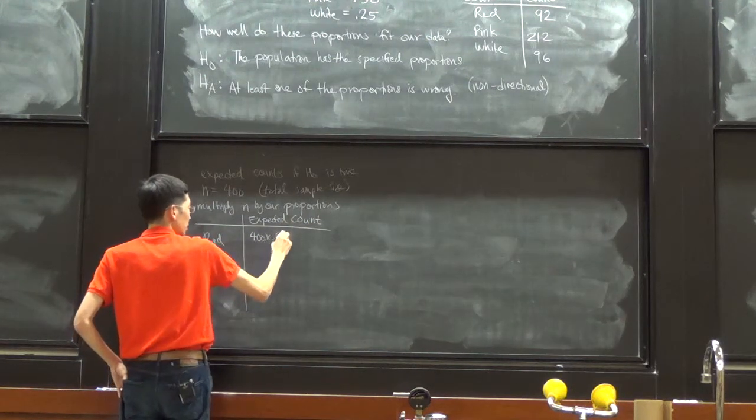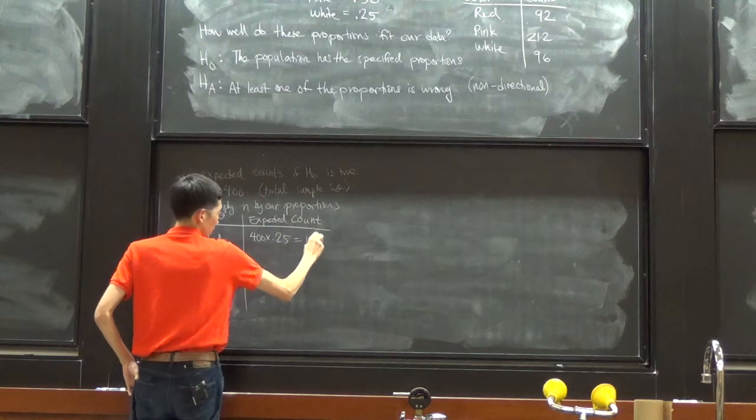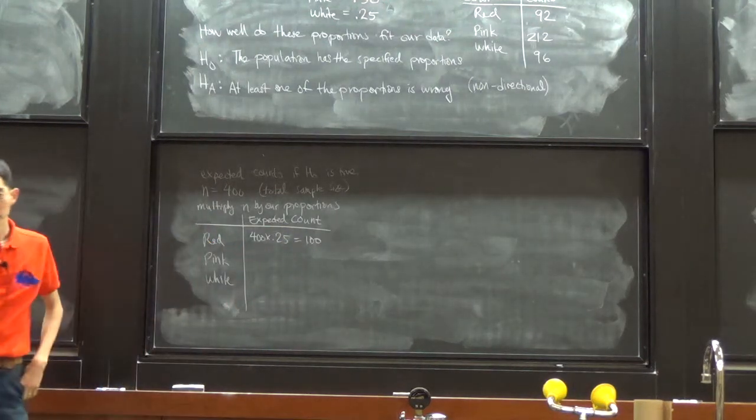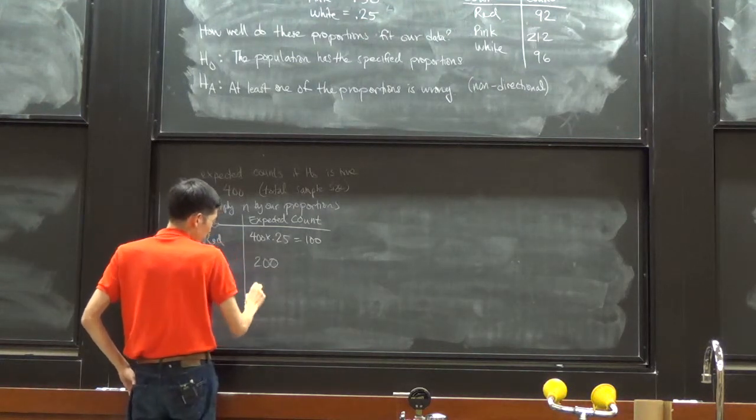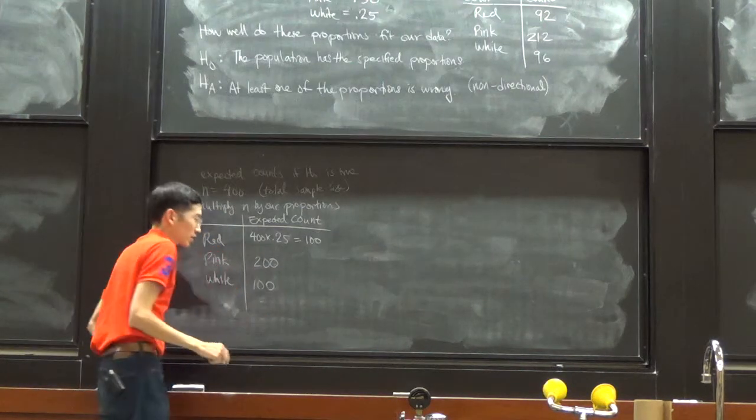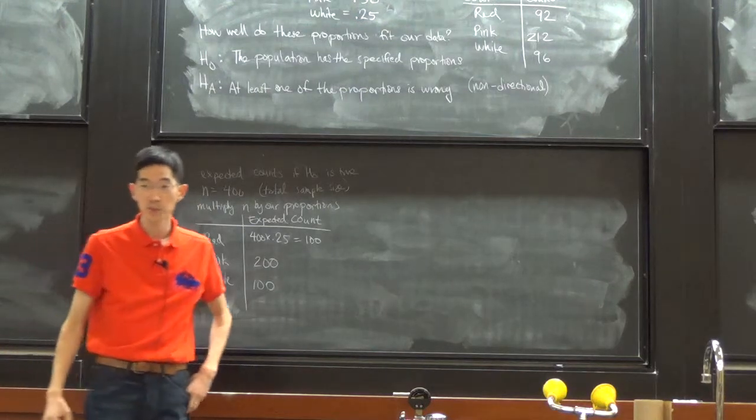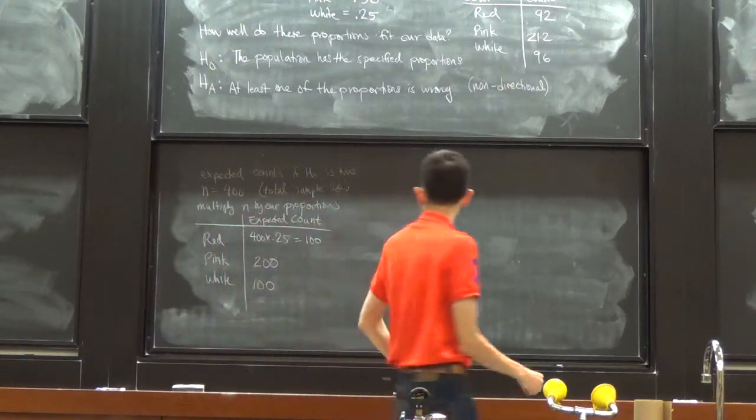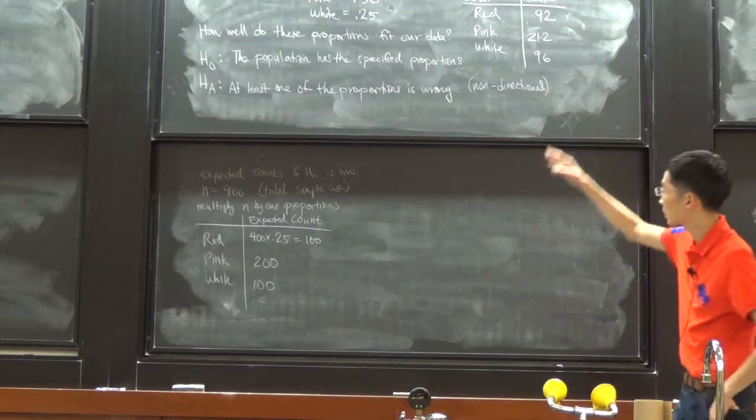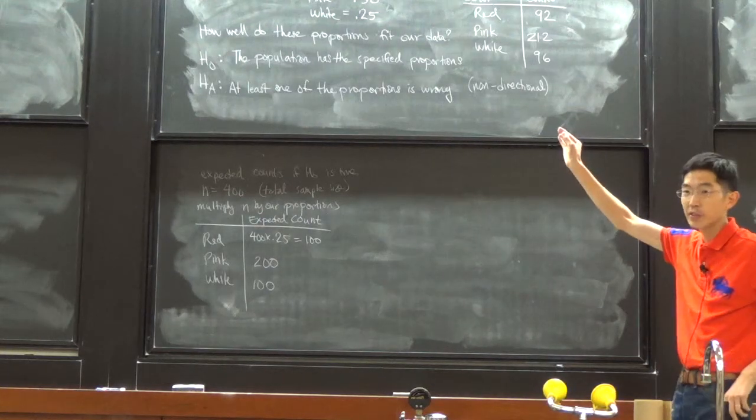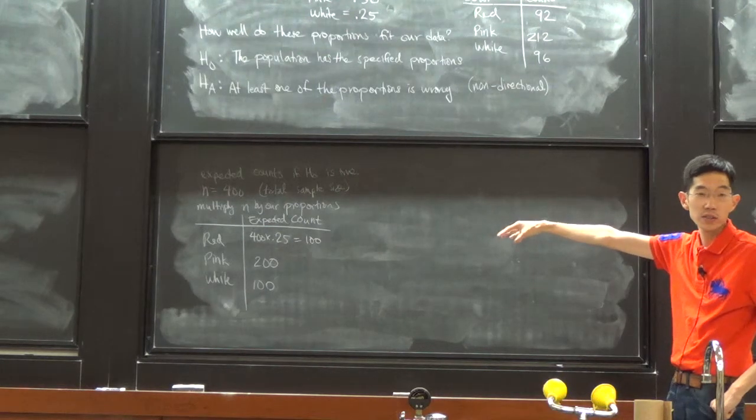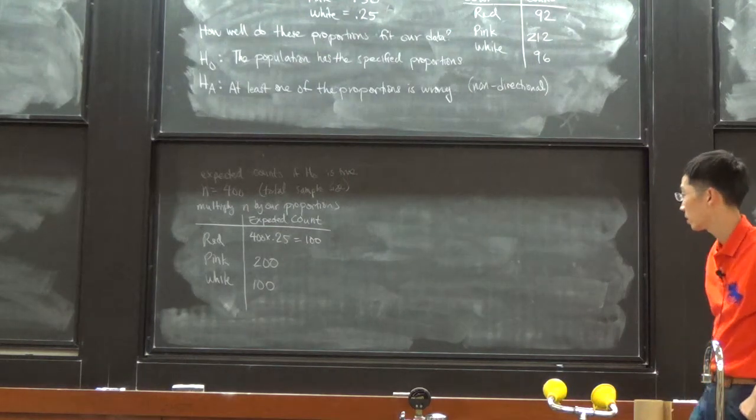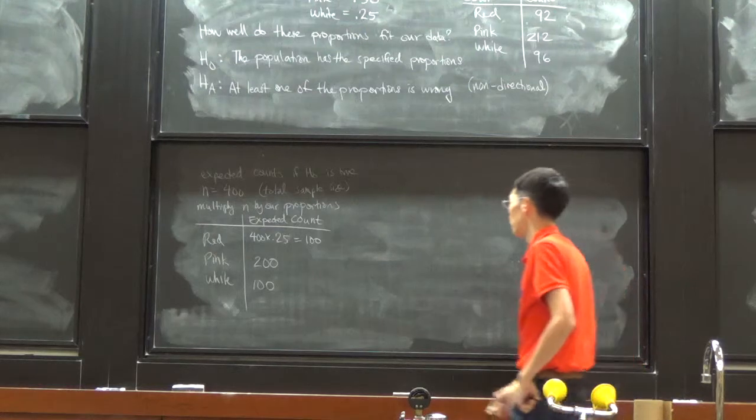Times 0.25, I would expect 100 red flowers. I do the same for the pink, and I would expect 200 pink flowers, and I would expect 100 white flowers. Okay, because my proportions were 0.25, 0.5, and 0.25. So these are my expected counts.